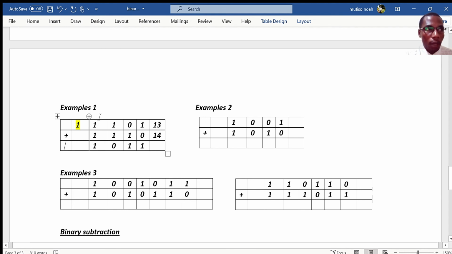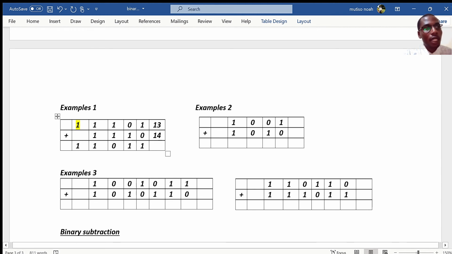Because it was 1 plus 1 plus 1, which is 1, 1. We write 1 and carry 1. This is the carried 1. The carried 1 plus nothing, we have nothing there, it will give you 1. That is the binary result of the addition.